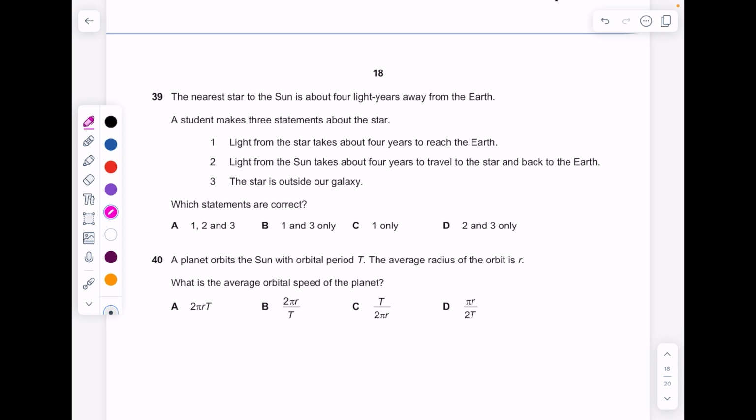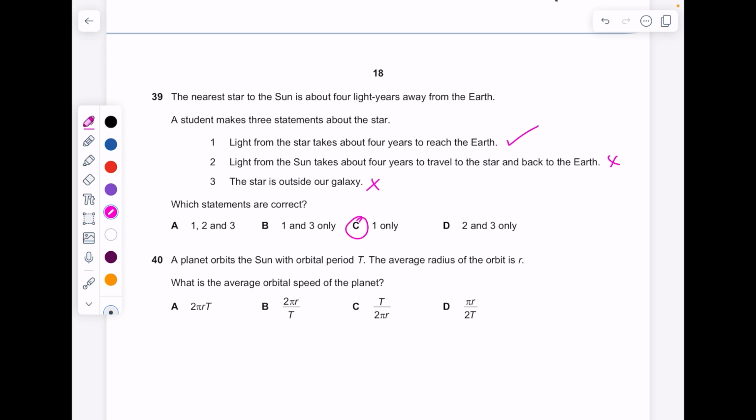The nearest star to the Sun is about 4 light years away from the Earth. A student makes 3 statements about the star. Remember, a light year is the distance travelled by light in 1 year. Light from the star takes about 4 years to reach the Earth. Yeah, I mean, that's obvious. Light from the sun takes about 4 years to travel to the star and back to the Earth. No, that's incorrect. The star is outside our galaxy. How could we possibly know that? The answer here is C.